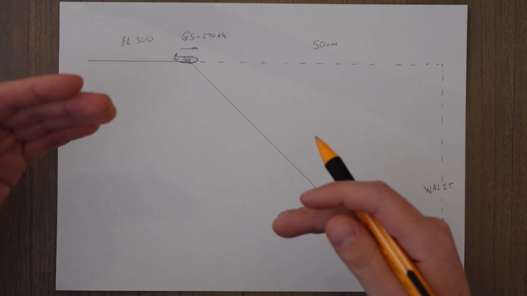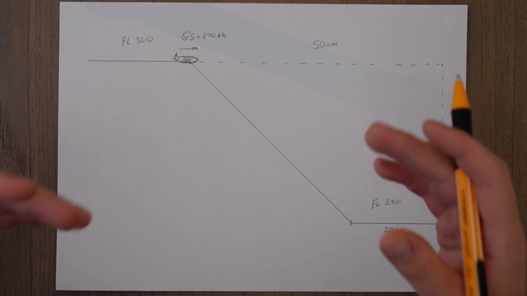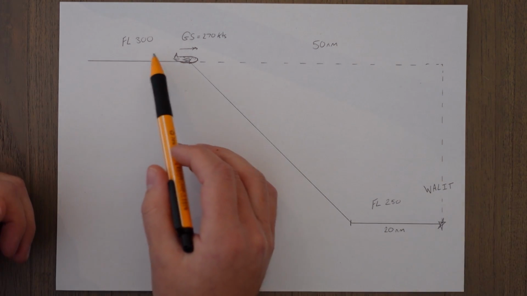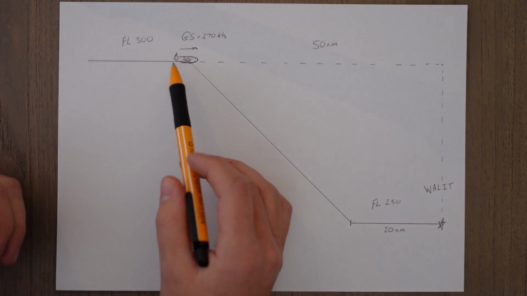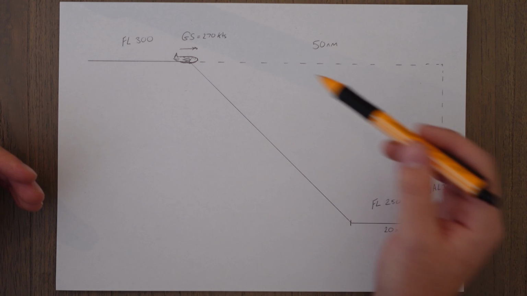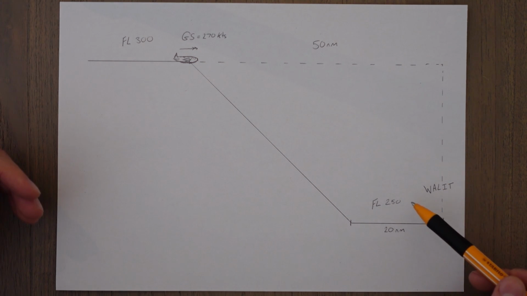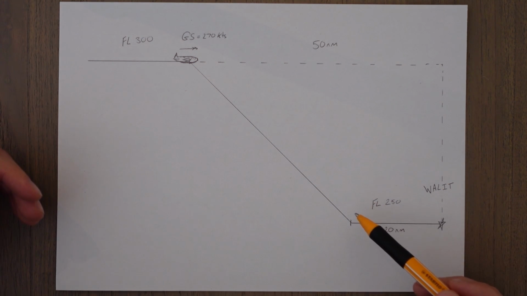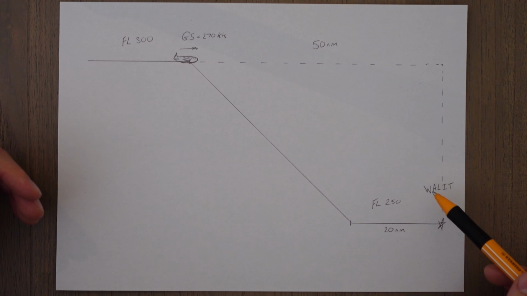We may also be given some requirements for the descent by air traffic control. Say we are at flight level 300 and air traffic control say descend to flight level 250 to be level 20 nautical miles before waypoint Wallet.